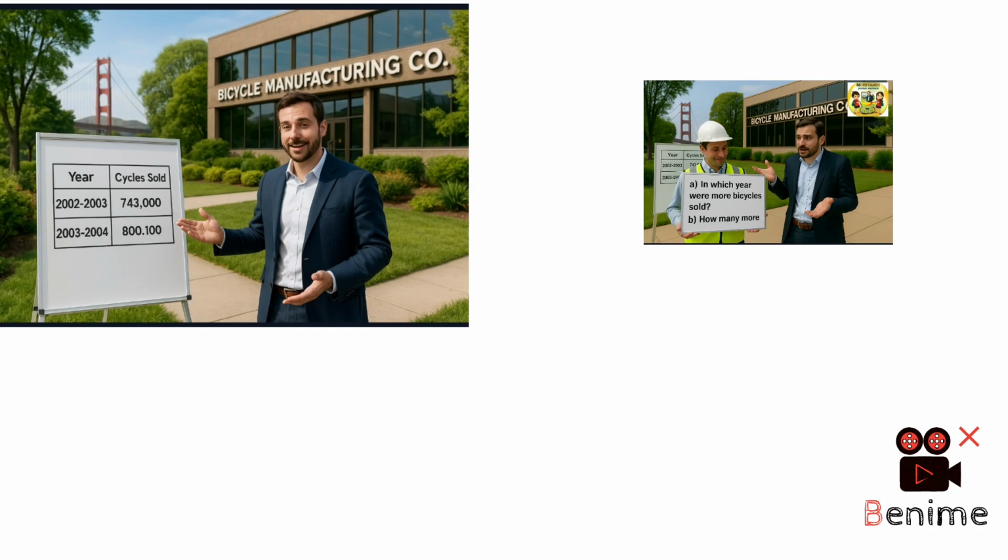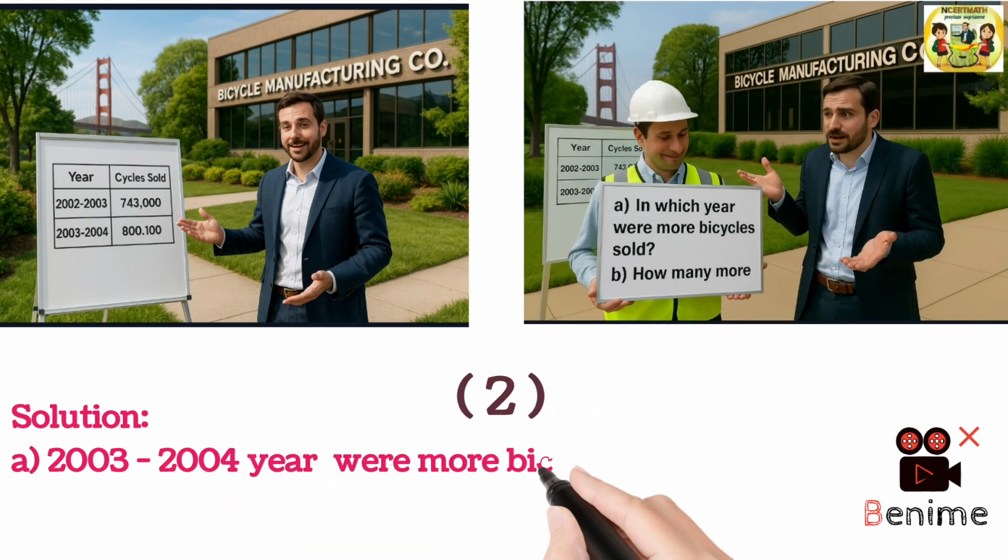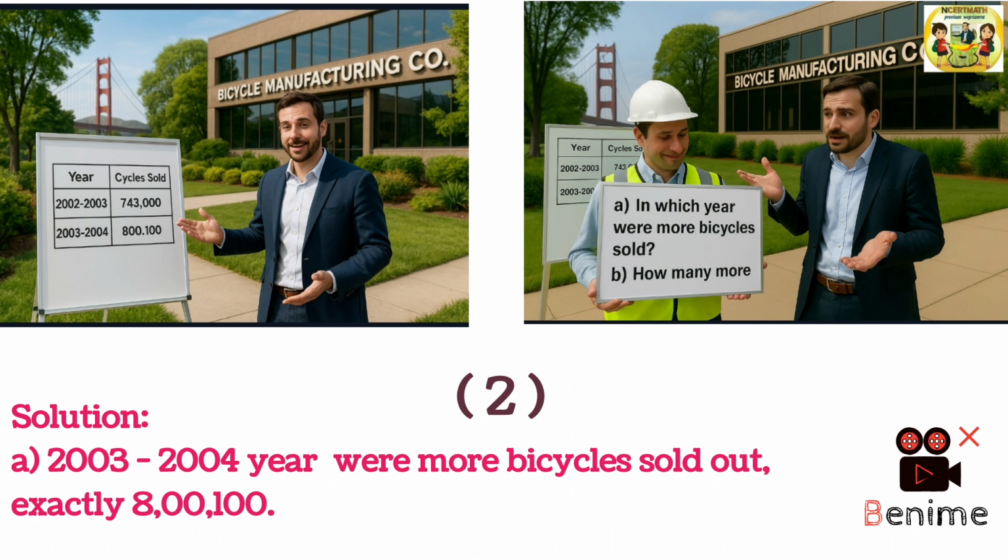So the second question in this book example is, there is a beautiful city, San Francisco. It's all in imagination. Let us start with a beautiful story. In the city of San Francisco, there is a bicycle manufacturing company. There is a manager there, right? He is listing some items sold and their years. The bicycles sold in the year 2002 to 2003 are about 7,43,000. And he is also showing the chart that in the year 2003 to 2004, 8 lakhs 100 bicycles have been sold.